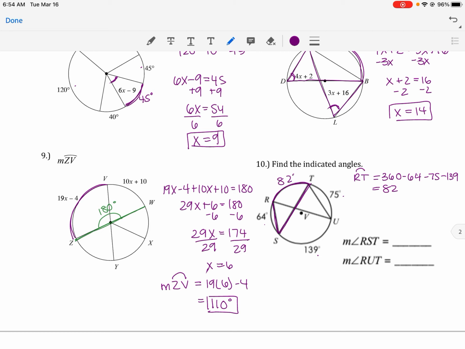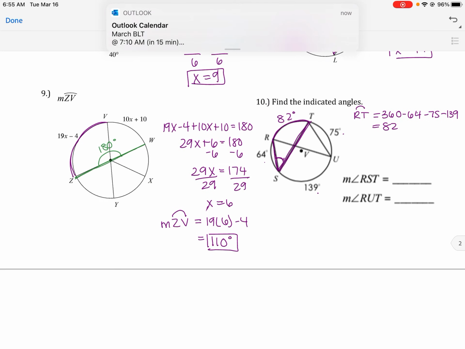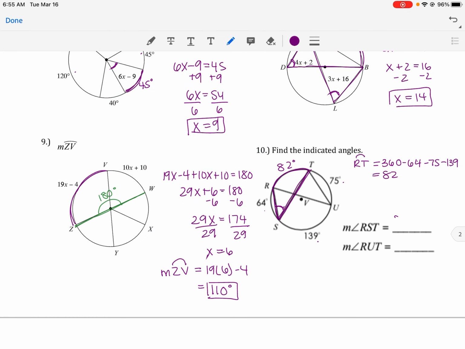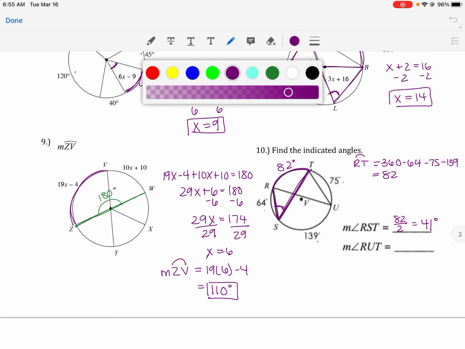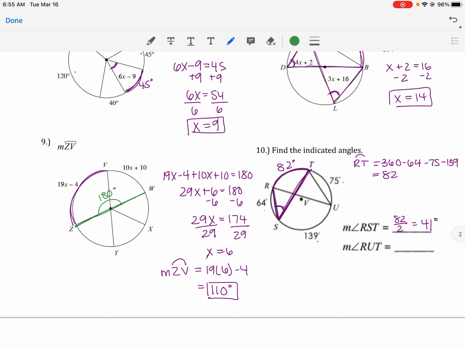So it means that RT is 82 degrees, which means this angle at S is half of that. Sorry about that, 82 divided by 2, because it's half of it, is 41 degrees. Okay, now let's look at the next one. R to U to T, that's similar to that other one. Notice it refers to the same arc. So since it's an inscribed angle, it is also 41 degrees.